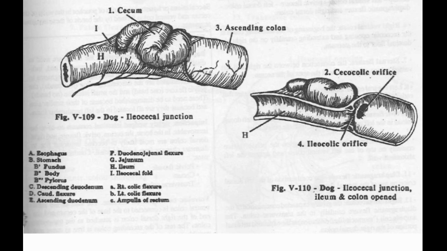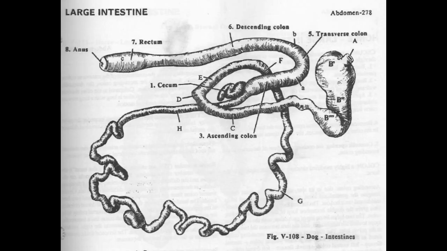As I have said, the cecum is like a blind diverticulum at the beginning of the colon, so the opening from the cecum into the colon is called the cecocolic orifice. There is a fold of peritoneum which connects the cecum with the ileum, and it is called the ileocecal fold. Now I am going to discuss the colon. The colon is divided into the ascending colon, transverse colon, and descending colon.